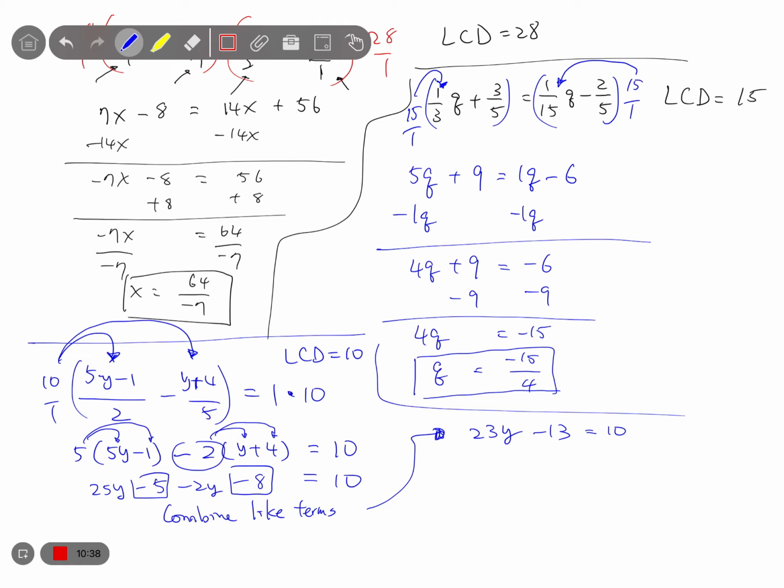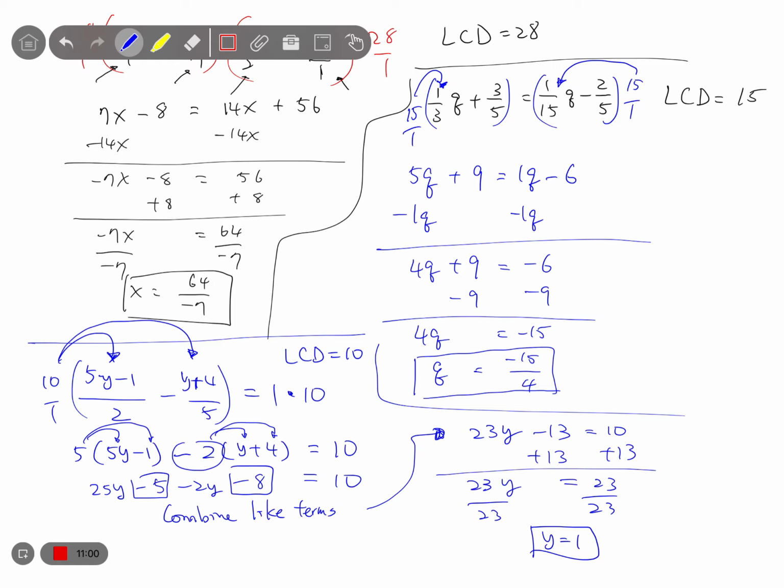Okay, this one's a little easier. I'm going to add 13 to both sides. So I get 23y equals 23. So divide by 23 on both sides, y equal to 1. So this one's a pretty nice answer. Okay, not too bad.